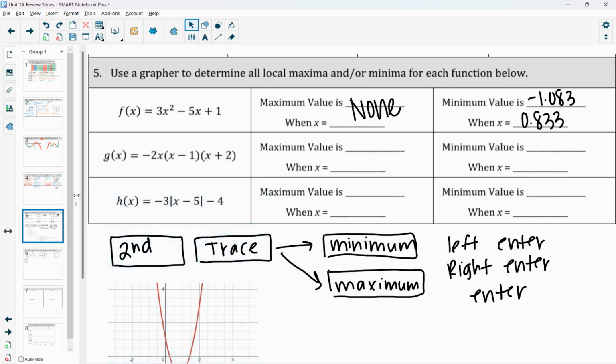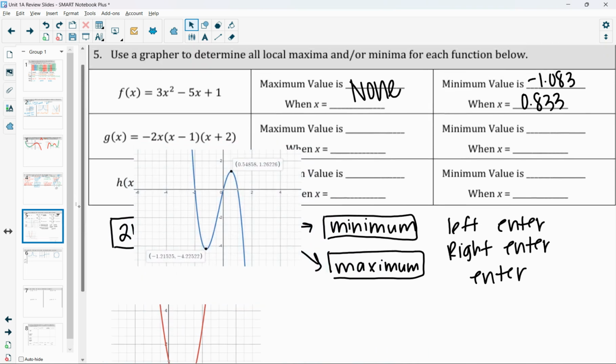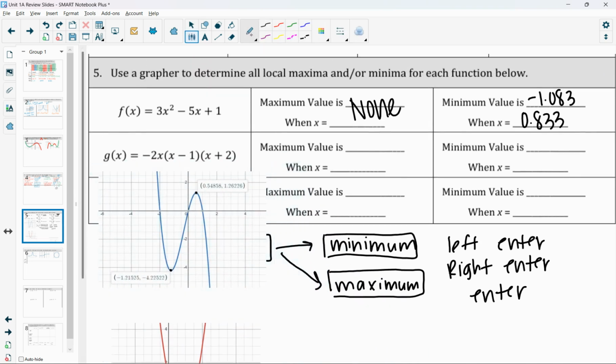That's our minimum. Then for this second function, okay, we have a min and a max. So our maximum is here, okay, at a y value of 1.262 when the x value is 0.548 or 9. So I'm going to round up since it was 8.5. Then the minimum is here. So the minimum is negative 4.225 when the x value is negative 1.215.